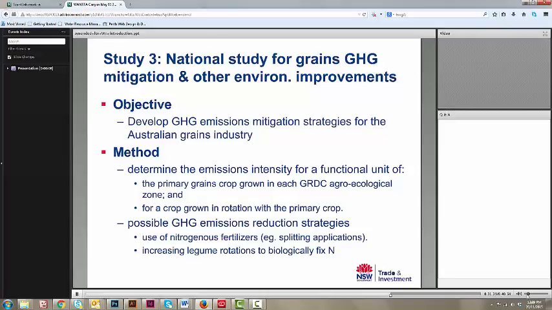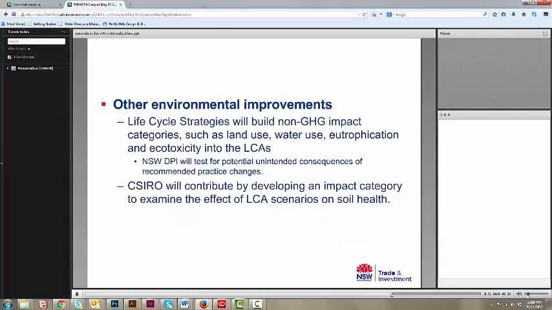So I think there's a lot that we need to think about, but it'll all really come down to efficient use of fertiliser N. New South Wales DPI is focusing on the greenhouse gas emission side of things. Life Cycle Strategies, the contractor I mentioned previously, located in Melbourne, is going to look at other impact categories such as land use, water use and eutrophication, and build them into the LCAs that we build. That's one of the purposes of LCA: we need to take a holistic approach. There's no point having a great greenhouse gas mitigation if you're putting a whole heap of some other toxin into the waterways or soil. So that will allow us to balance the environmental impacts against greenhouse gas mitigation.